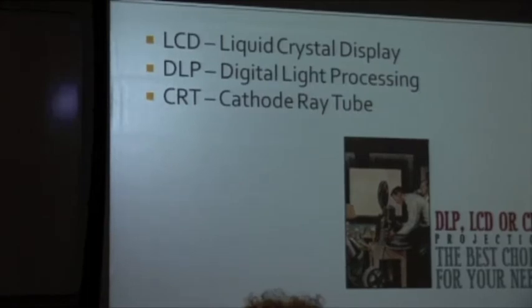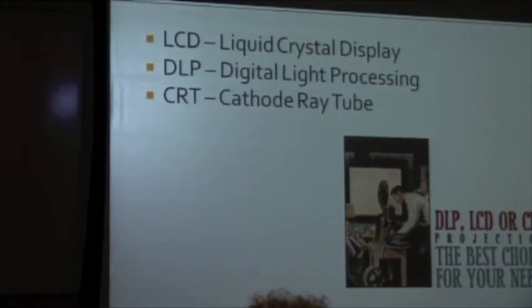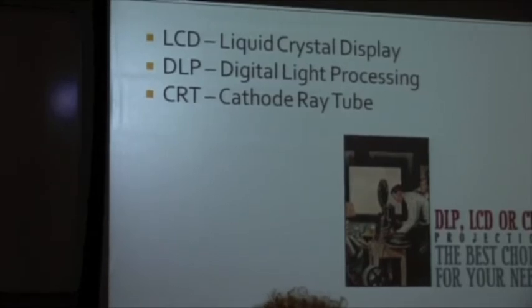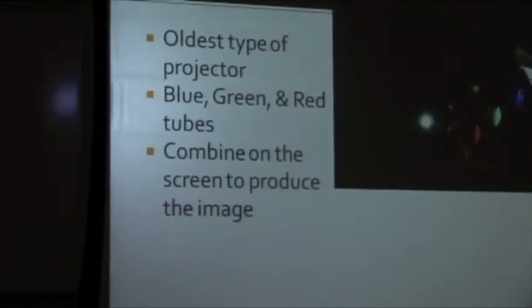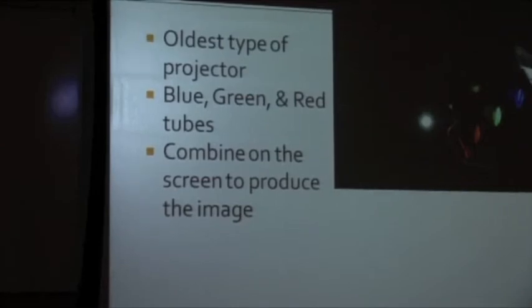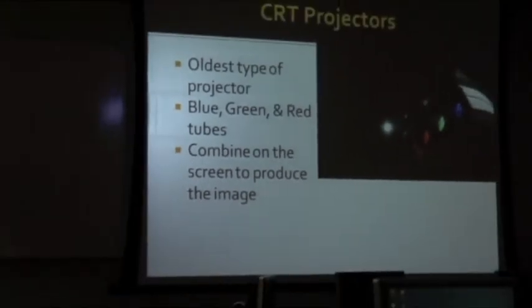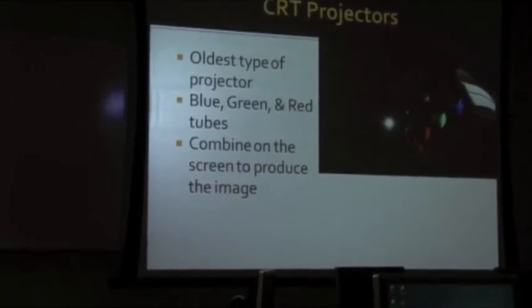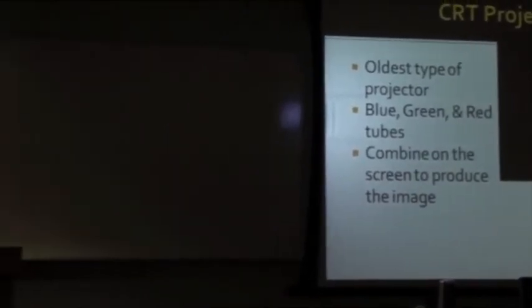There's three primary types of projectors: liquid crystal display, digital light processing, and cathode ray tube. You've probably heard of all of them. I'm going to go into a little bit of detail about each one, tell some pros and cons. CRT projectors are the most ancient. It has 3 separate tubes, and they combine on the screen to produce the images.